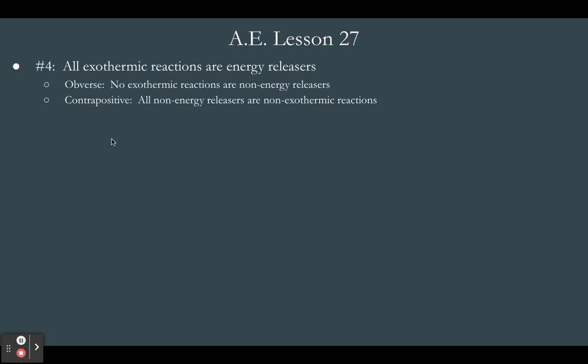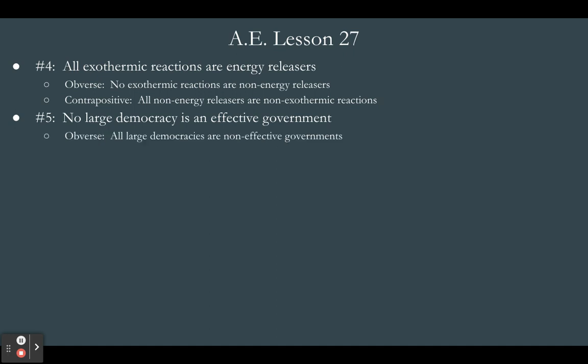Remember, in a contrapositive, even though the name sounds funky, it's fairly straightforward. You're just going to switch the position of the subject and the predicate, and you're going to negate them both. So the contrapositive would now be: all non-energy releasers are non-exothermic reactions. So number 5, no large democracy is an effective government. Our obverse is going to be: all large democracies are non-effective governments. Again, we have changed the quality, this time from negative to affirmative, and we have negated the predicate. Fairly straightforward.